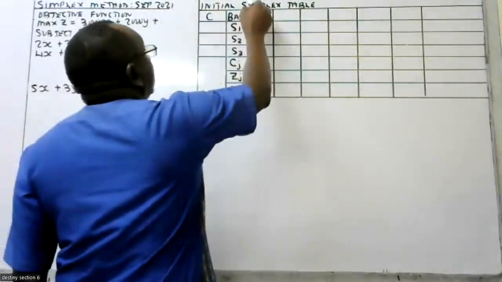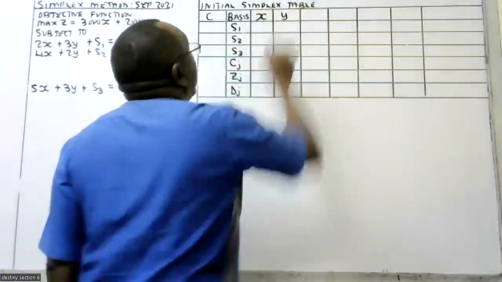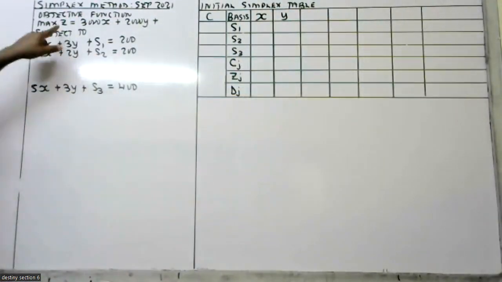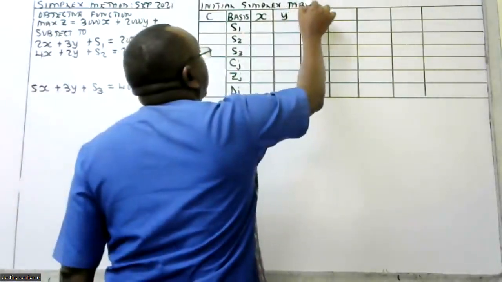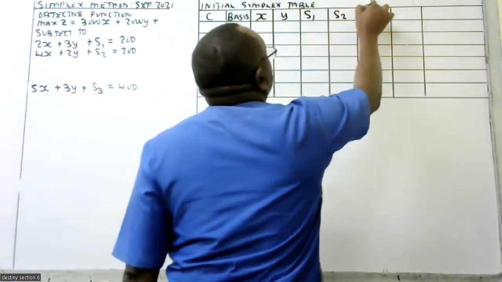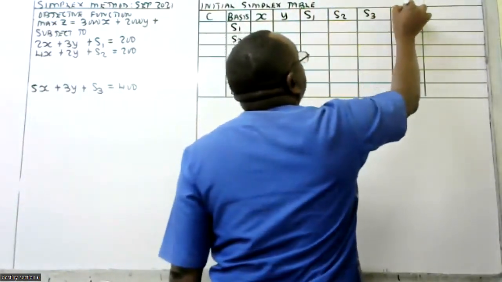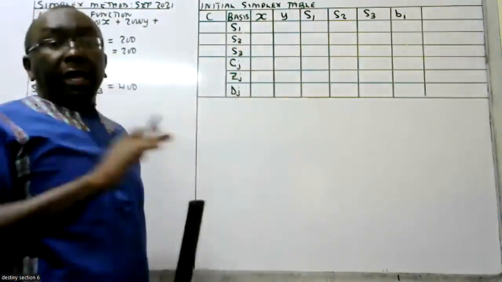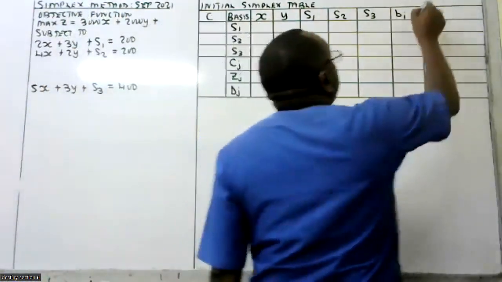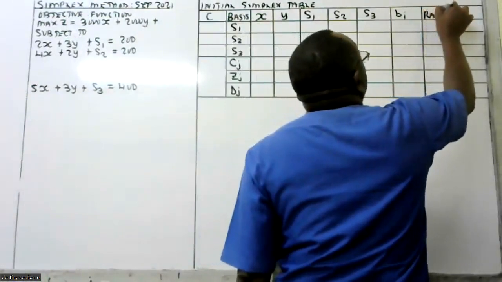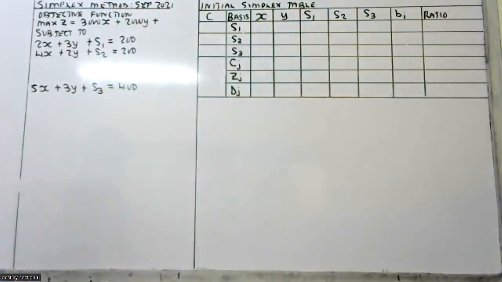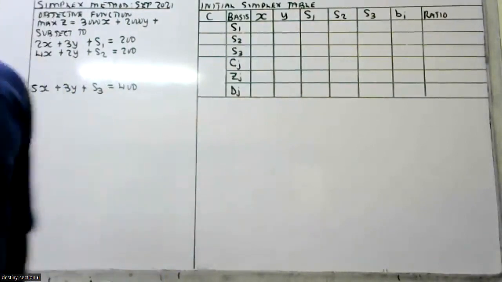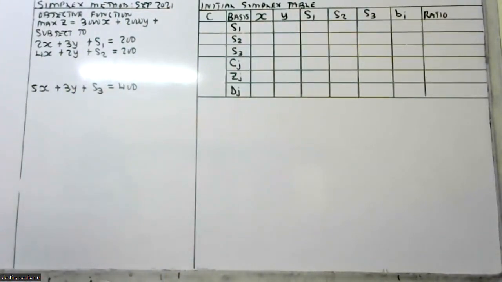Now here, this is X, this is Y. So here we are putting the values that are in this objective function: X, Y, S1, S2, S3. Then there is another one we call BI. The space that is left there, we call it ratio, the space that we shall work out. Once you have drawn that, let me know, type yes.